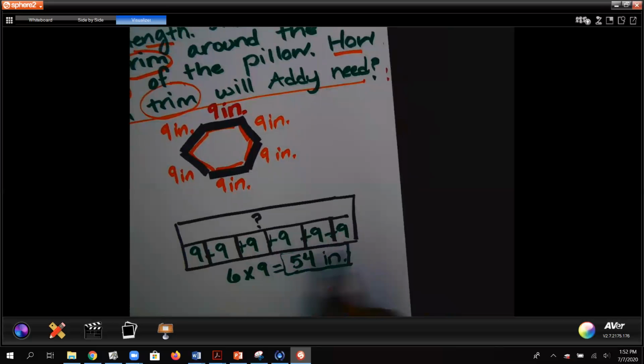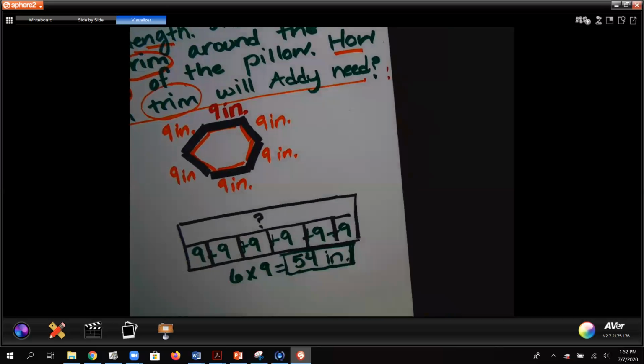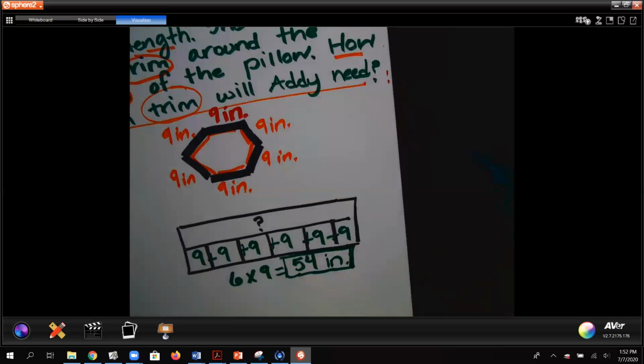Remember, whenever you have a perimeter problem, use part whole. That will be an easy way for you to make sure you are adding all the parts of the whole together.